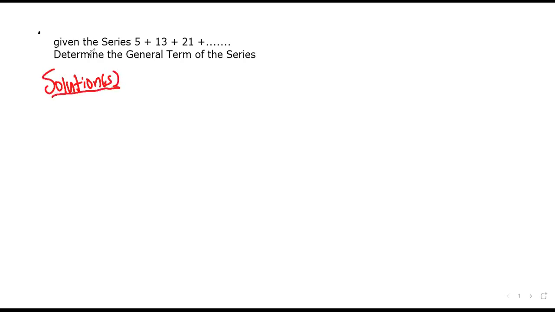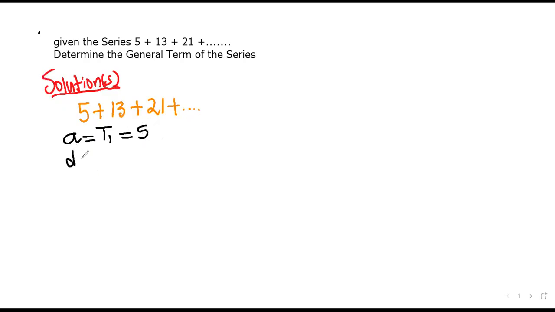When they give us this series, it means that we have 5 plus 13 plus 21. It's a series, it continues, right? Then they want us to determine the general term of the series. The first thing you must write is the value of A. So A represents our first term, which is T1. That will be equal to 5, right?